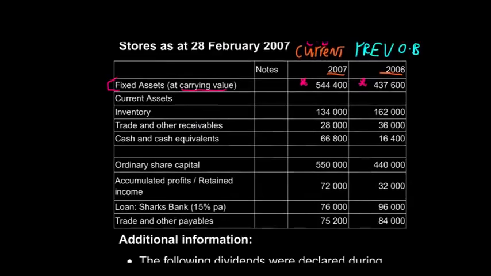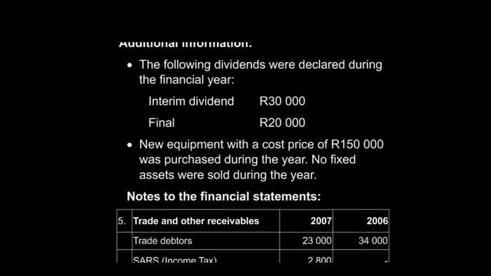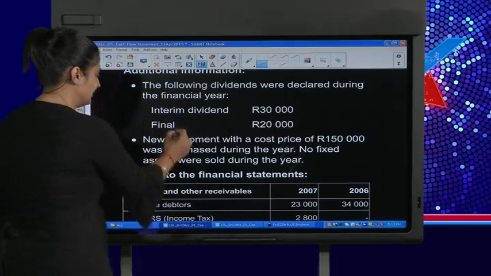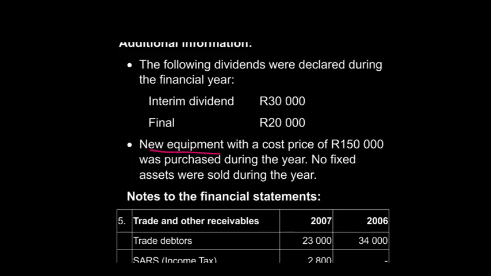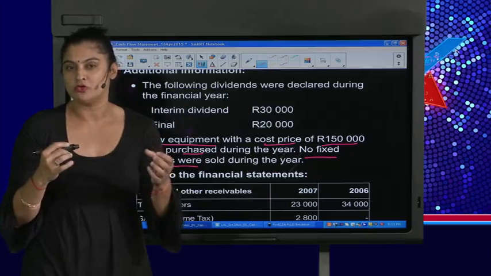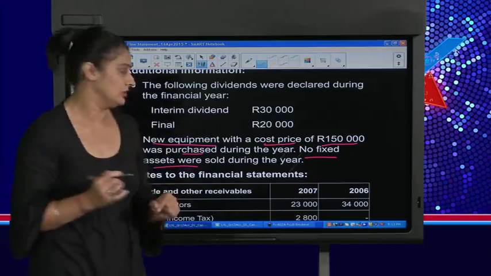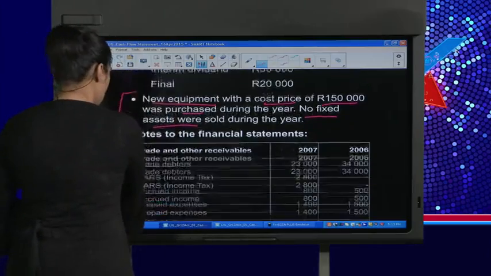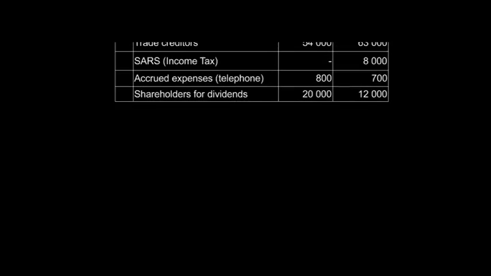Right, further down, I now want to know whether we bought or sold fixed assets during the financial year, because that is going to impact on my calculation. So if we go down to our additional information, new equipment with a cost price of 150,000 was purchased during the year. No fixed assets were sold during the year. So this part of the additional information I'm going to also use as part of my depreciation calculation. Right, I've highlighted what I need for my calculation. Let's now look at how we're going to go about calculating depreciation.